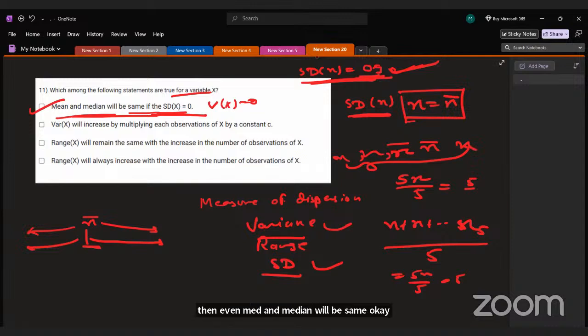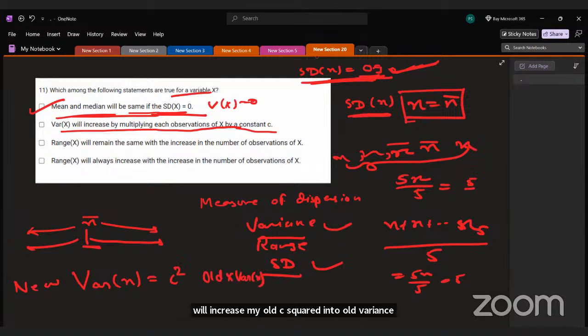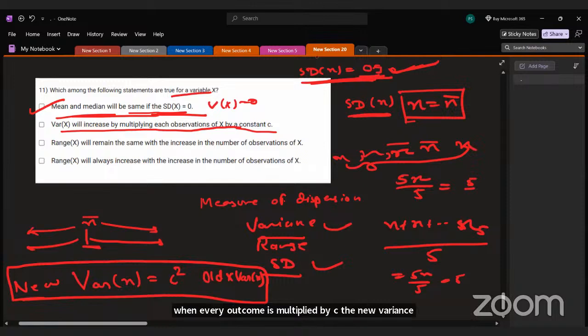And for the second option, variance will increase by multiplying each observation of x by a constant c. This is one of the properties of variance: on multiplying a constant to every observation, the new variance will be c square into the old variance. This is the property you would have studied when you went through variance. When every outcome is multiplied by c, the new variance will be c square into old variance.